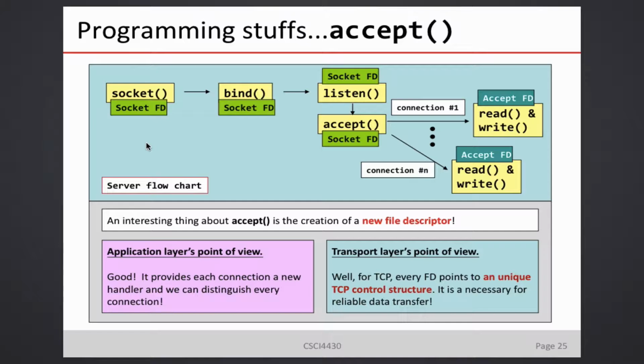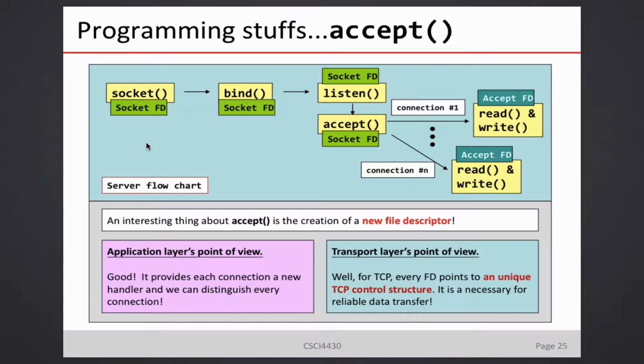Once you call it once, the accept system call will see if there is anyone waiting. If there are 10 people waiting and you call it once, it will handle any one of them, and then there will be 9 people waiting. You call a second time, a third time, until you call the 10th time, and then you will have handled all 10. Now the problem is, if you have really 10 clients, you will create 10 different accept FDs, accept file descriptors.